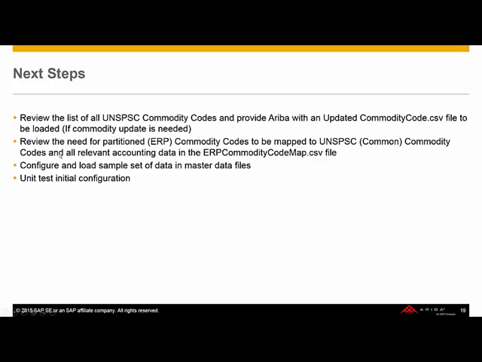Once we have an idea of that, then we can actually load a subset of data using our master data files. So using all of the master data files like account.csv, cost center, company, and so forth, we can load that base data and then create the ERP commodity code map.csv. So once we go through this exercise, at least we would have a subset of data in our test system, and then we can proceed with unit testing, where we actually add the various commodities to our shopping cart and ensure that the expected accounting defaults for us.